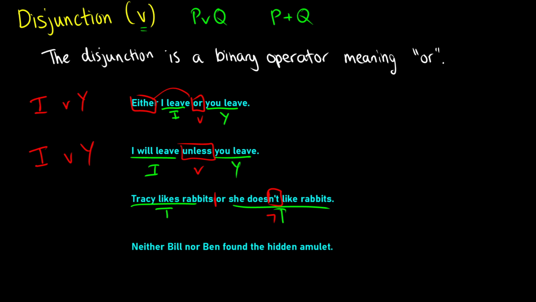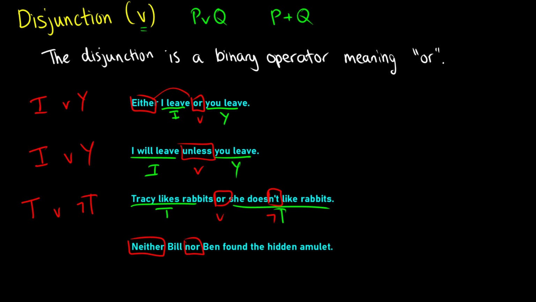And I also have "or" here, which is our operator. So we can translate this one as T or not T. Tracy likes rabbits or she doesn't like rabbits. Specifically, I could say Tracy likes rabbits or Tracy doesn't like rabbits. Finally, neither Bill nor Ben found the hidden amulet. So here we have neither nor.